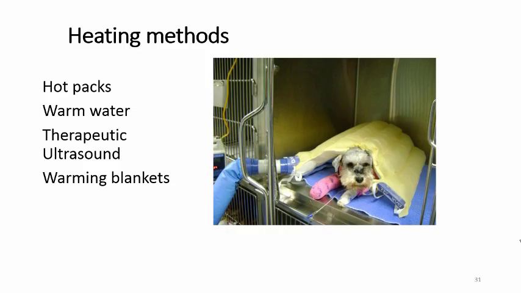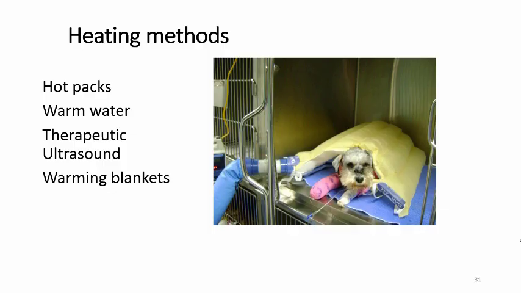So what kind of heating methods can we use? Well, hot packs, warm water, therapeutic ultrasound, warm water blankets. I would say we tend to use hot packs and therapeutic ultrasound, most commonly in rehabilitation. Warming blankets would only be if we had a really old patient who seemed to be quite cold and had a very cold back and we wanted to use that. But these are things that we can think about.